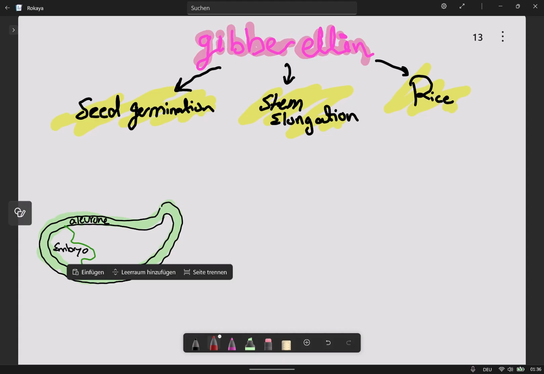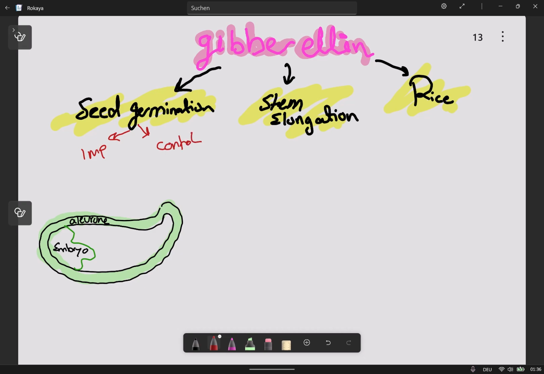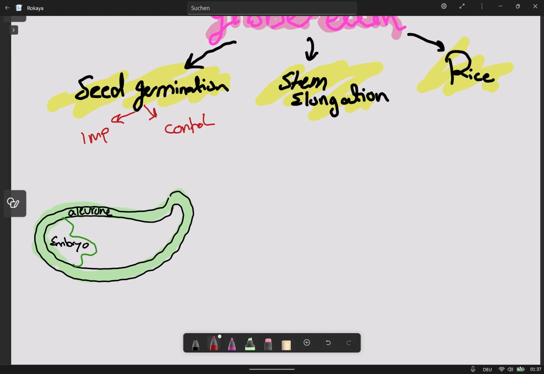Okay, the part about gibberellin. The problem with gibberellin is it's distributed in multiple parts in the curriculum, and it sometimes confuses you when the question comes. So gibberellin is in 3 parts. Firstly, it's in seed germination, both how gibberellin is important and the control of the gibberellin. Importance and control are 2 separate questions. And then we have it in stem elongation and then in the rice question. So I'm going to tell you what to write in each one of the questions.